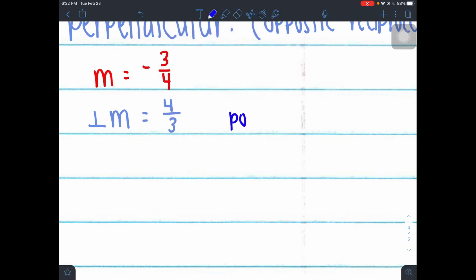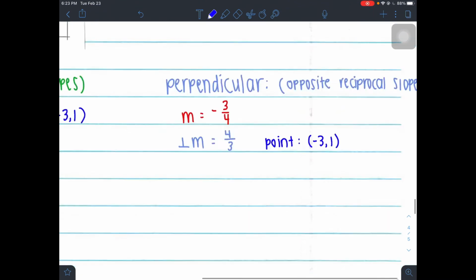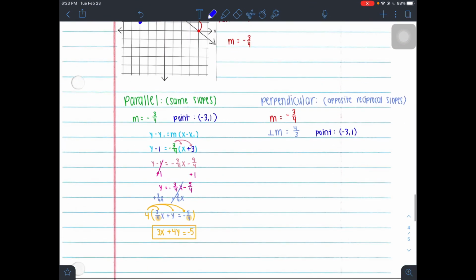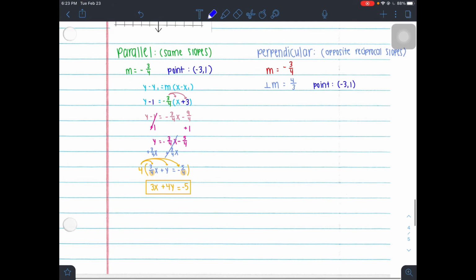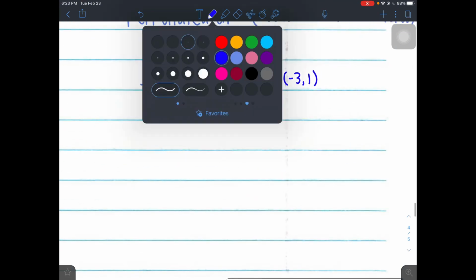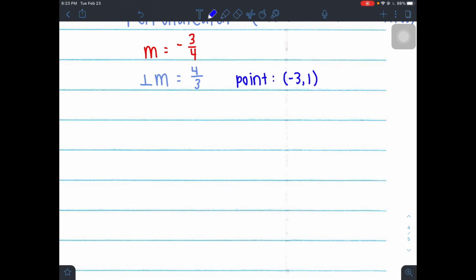Okay, and then the point that we're going to use is the exact same point that we used earlier, which is (-3, 1). They want us to use that exact same point, except that this time we're not doing a parallel line, we're doing a perpendicular line, which is why our slope is different. And you'll notice when we finish our equation that the equations are not alike at all because they're two completely different lines. Okay, so starting in point slope form.